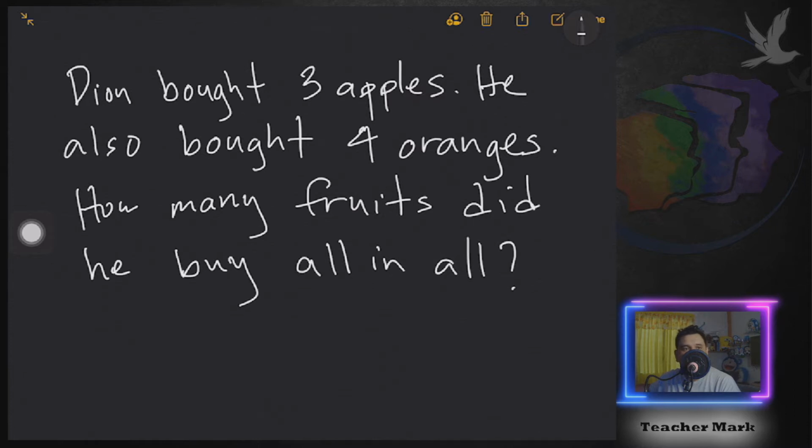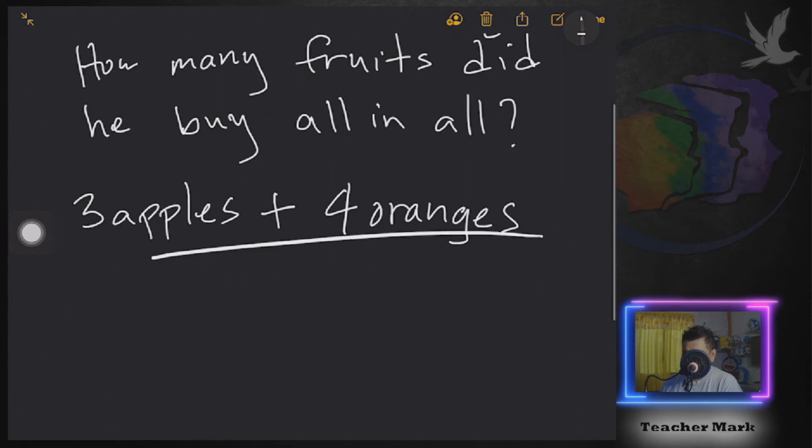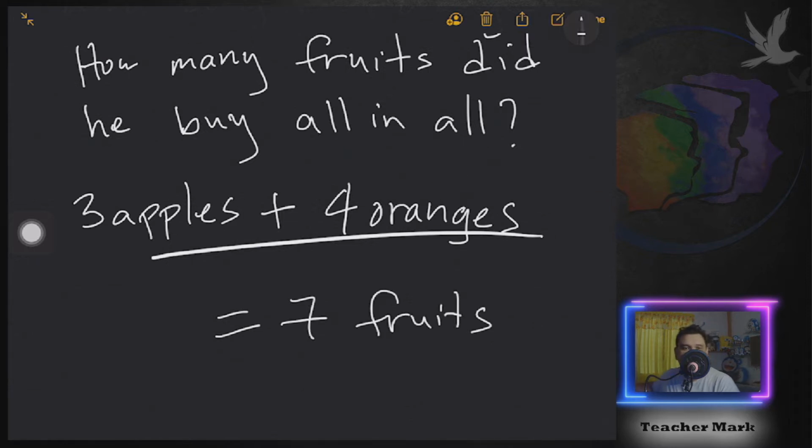All you have to do is just to add the number of apples and the number of oranges that Dion bought. Correct. Well, technically that's the solution to it. Okay? So writing the solution, we have 3 apples plus 4 oranges. And if you're going to add everything, you now have 7 fruits. But that is not the case here.